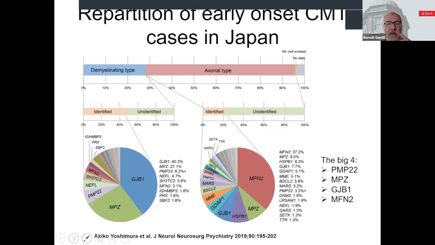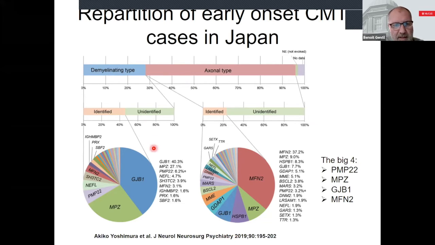That's a good question. Now you find a few articles on the repartition of early onset CMT cases. And here you have a very interesting article, published in GNNP by a group in Japan. Basically, they have a cohort of 1,000 patients affected by peripheral neuropathy in general, and especially Charcot-Marie-Tooth. And what they observe is a proportion of demyelinating Charcot-Marie-Tooth here.